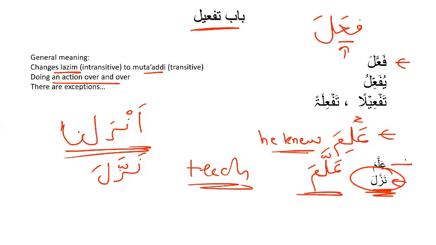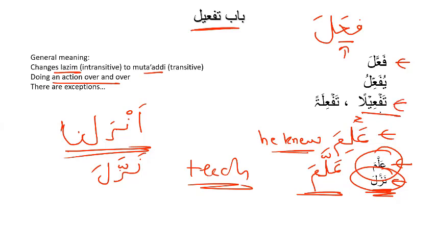And similarly, going back to knowledge, so allama is transfer of knowledge which happens bit by bit. This whole action, if you look at the name of this bab, taf'il. So now, this is the name of the bab, but what's the name of this action? So allama.